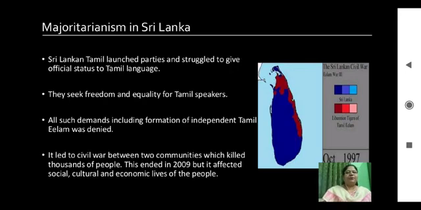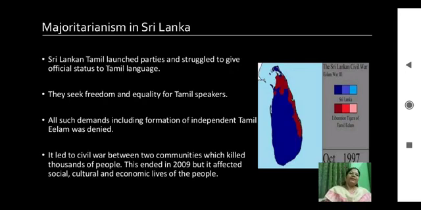This led to civil war between the two communities, the Sinhalas and the Tamils, which killed thousands of people. It ended in 2009. So long years, imagine from 56, perhaps the minute the new constitution was adopted, a lot of confusions, a lot of majoritarian measures had negative effects on the whole country, on the political system, on the economy, on the social structure of the country. There was civil war, mass killings of people, and it so affected the overall development of the country.